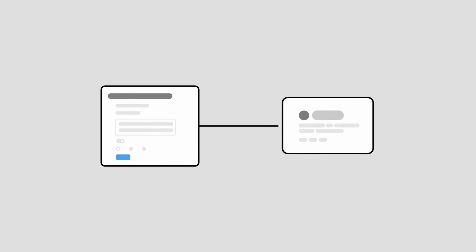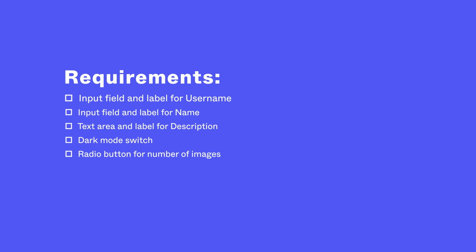We want the input fields on this form to match the fields on the component we're making. This includes inputs for username, name, and the description of the post. Finally, we'll provide a way for them to choose between light mode or dark mode, and to select the number of images in a post.